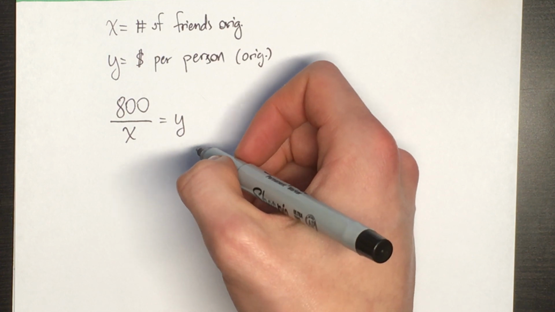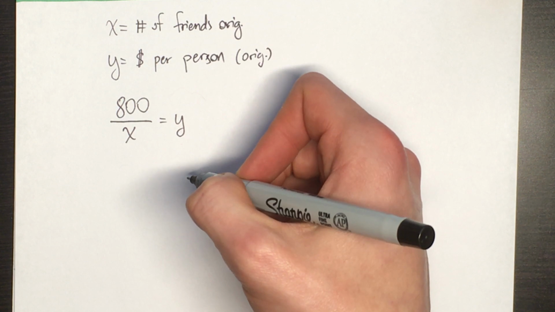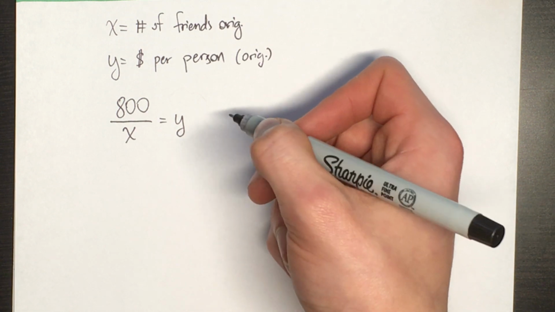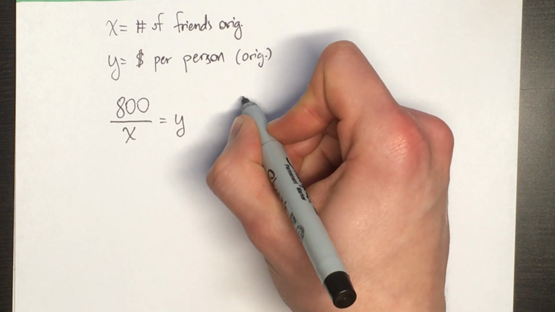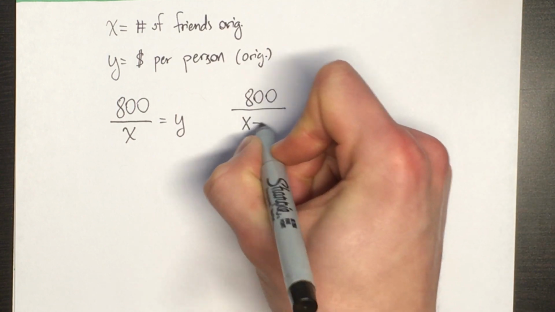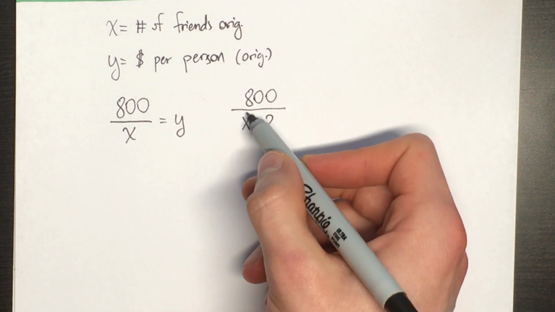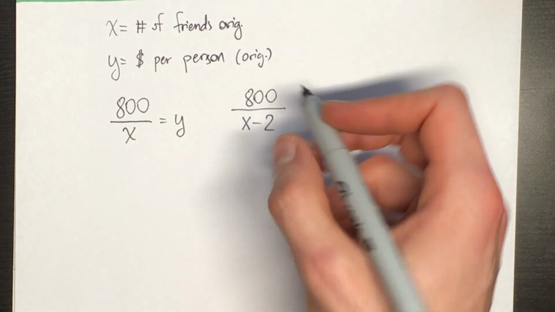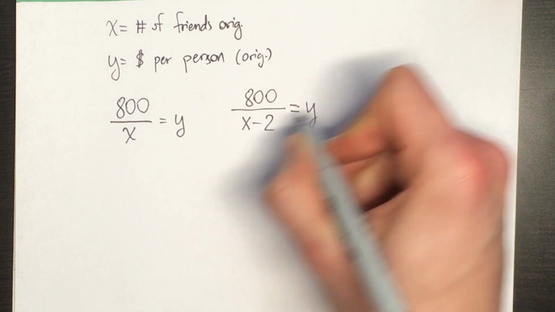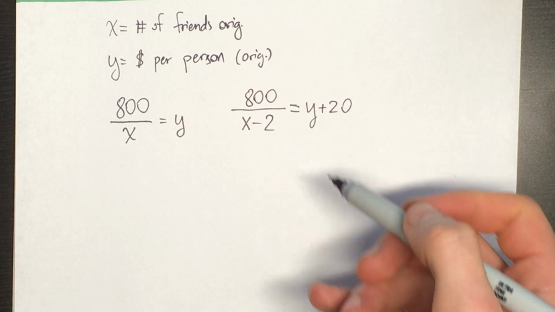Okay, we're given another equation though. We're told that when two of the friends decided not to go, each person's cost increased by 20. So how can we write that? We can write that as 800 divided by x minus 2 now, right? So 800 divided by two less than the original now equals not just y, but our original y plus 20, because it's 20 more.